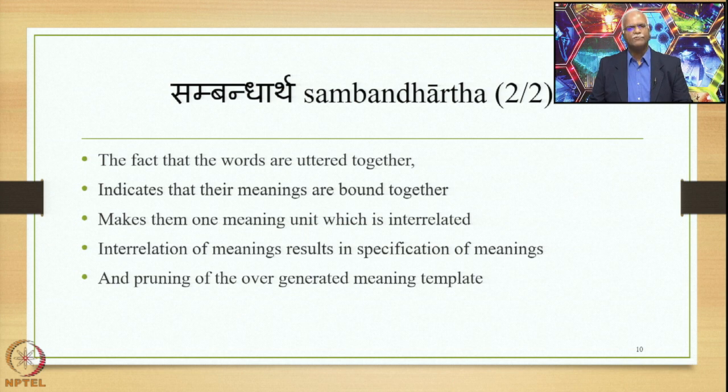Similarly, the fact that the words are uttered together indicates that their meanings are bound together as well. Just as their word forms are bound together, so also are their meaning forms bound together. And that makes them one meaning unit, which is interrelated. Now this interrelation of meanings results in specification of meanings and pruning of the overgenerated meaning template. This is an extremely important factor as far as the meaning of the sentence is concerned.